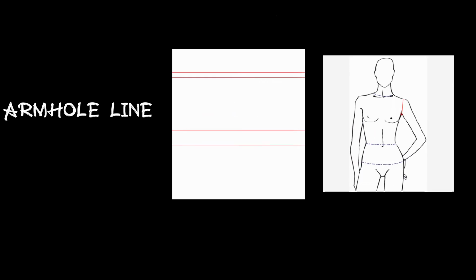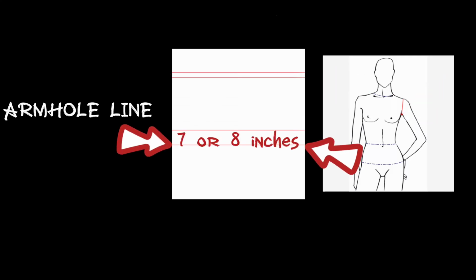After that line is your armhole line. Now the armhole line is from the end of your shoulder to where your armpit ends. So the curve of your armpit where it ends, that's where you have your armhole line.